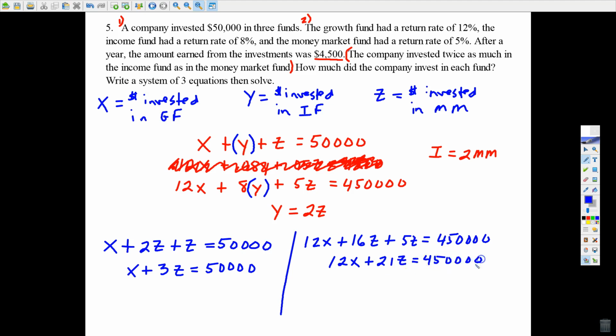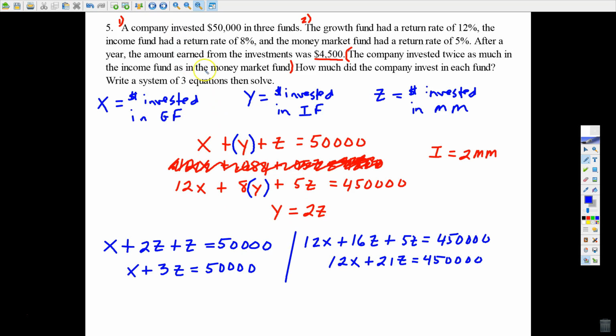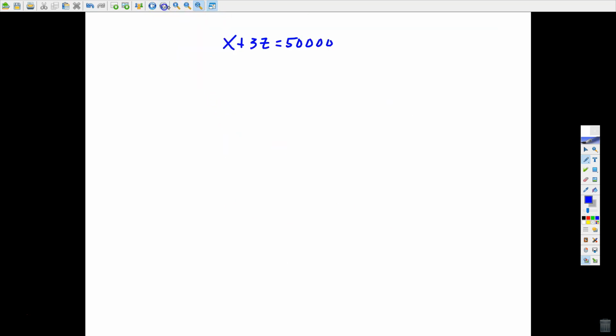Okay, so at this point, we're going to turn to elimination. So we're going to put these two equations together, and I'll do that on the next slide. These two equations that have two variables each, and we're going to decide to eliminate one of the variables. So we'll just pick this up on the next slide. X plus 3Z is equal to 50,000. And the other equation is 12X plus 21Z is 450,000.